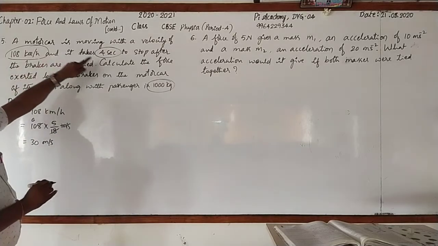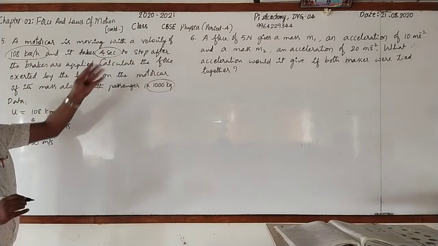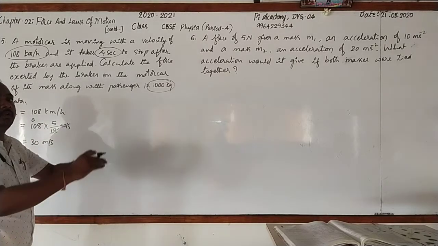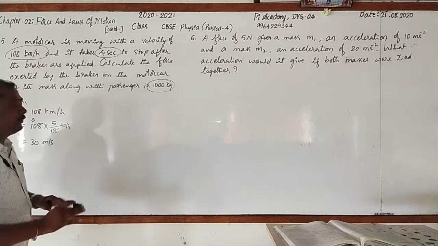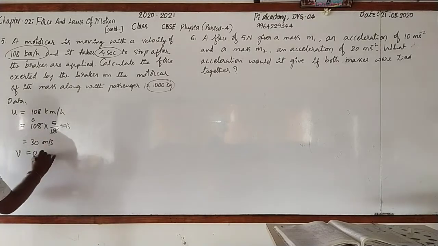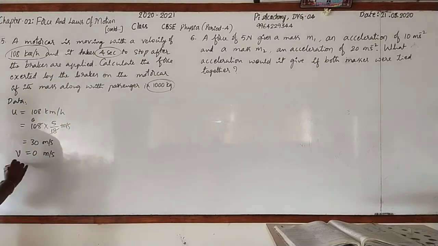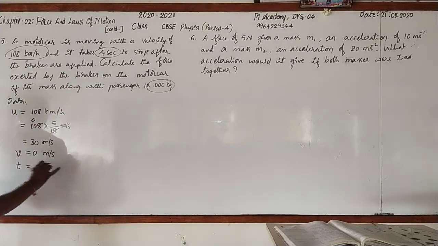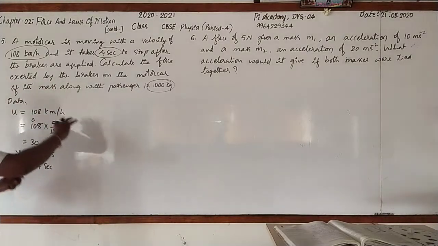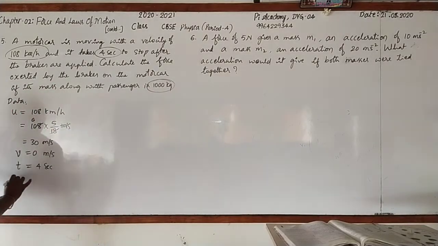Next, it takes 4 seconds to stop after the application of brakes. When the brakes are applied, then finally it comes to rest. When it is at rest, what will be its velocity? You are right, it is 0. That is the final velocity. To change its velocity from 30 meter per second to 0 meter per second, how much time has it taken? 4 seconds. t is equal to 4 seconds. And it is carrying the mass, including the passengers. Altogether it is 1000 kg. m is equal to 1000 kg.